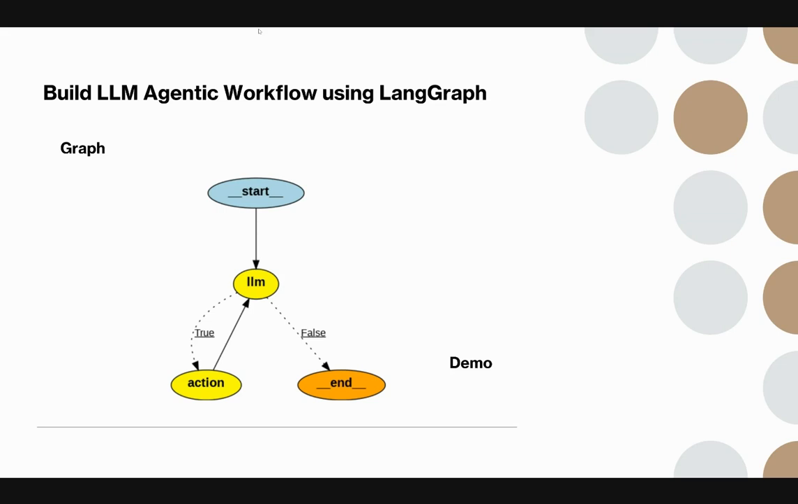In this picture, it looks like the LLM has some conditional edge built into it because it's doing true and false here. So the nodes are the yellow circles, and the edges are the arrows going from one node to the next. For example, from action back to the LLM is an edge. We'll see a better picture from the program.